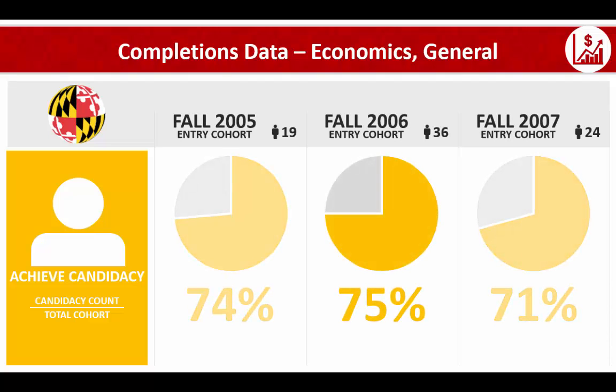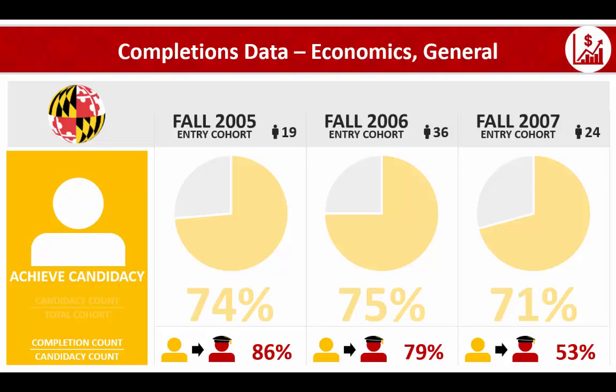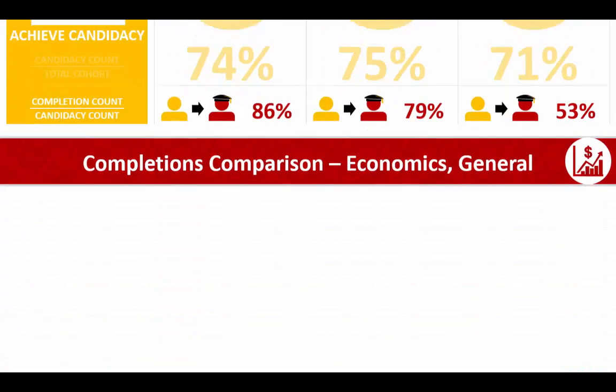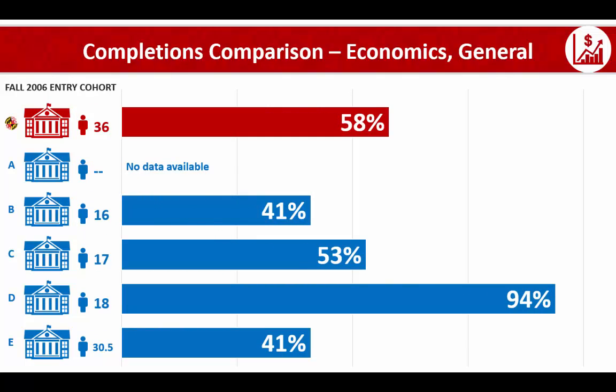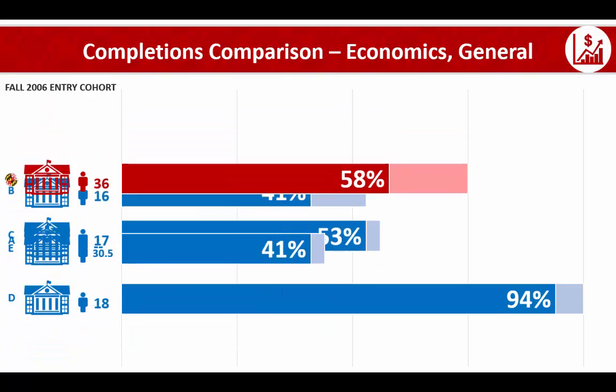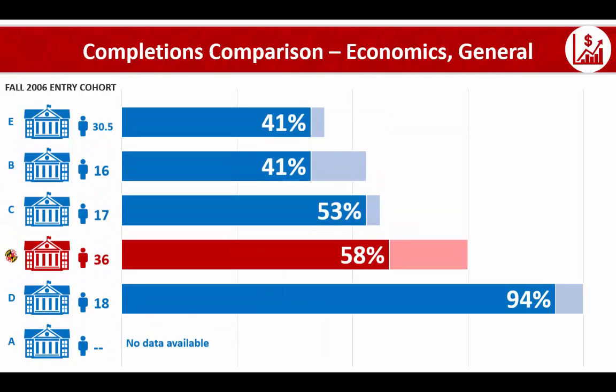Moving forward, we looked at the data based on how many students had achieved candidacy. So by 2013, 75% of students had achieved candidacy. And of those that achieved candidacy, 79% had gone on to obtain a degree. We look at the data in bar chart form. So Maryland's at the top. You can see our completion percentage as well as our cohort size and that of our peers below. The faded extended bars represent the amount of students who are still enrolled in the program. And we order that data from top to bottom.